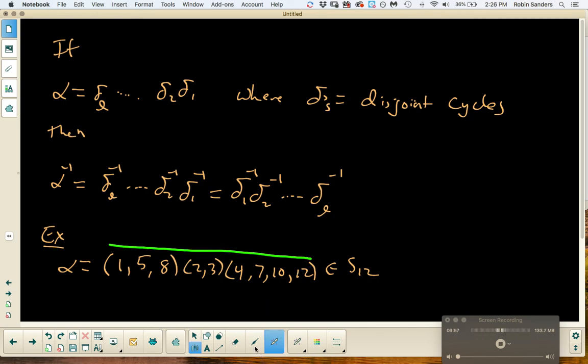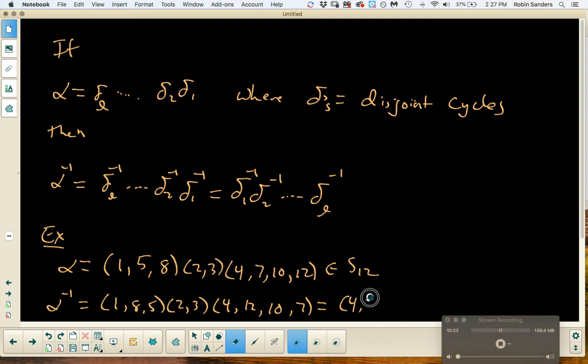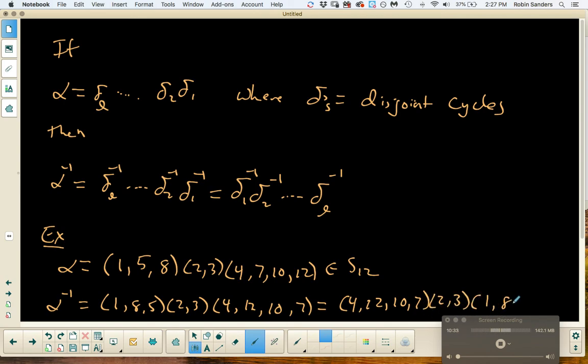And as a consequence, we can write alpha inverse equal to 1, 8, 5, 2, 3, 4, 12, 10, 7. Or we can turn that around and write it as 4, 12, 10, 7, 2, 3, and then 1, 8, 5. And that is it for this particular video.